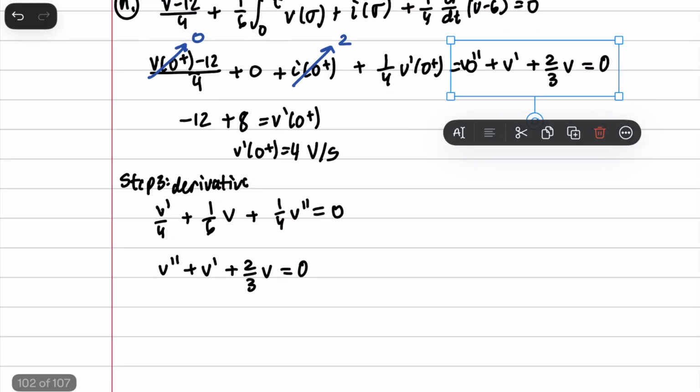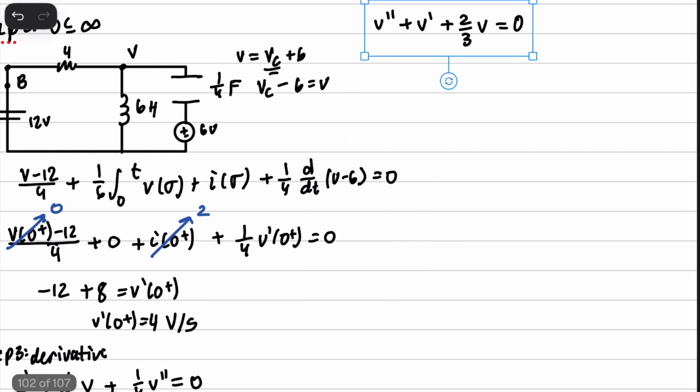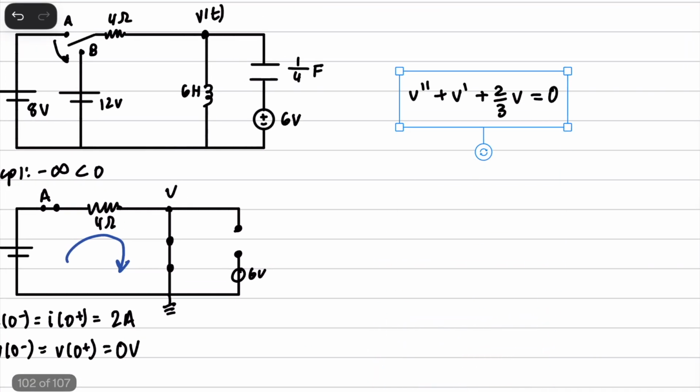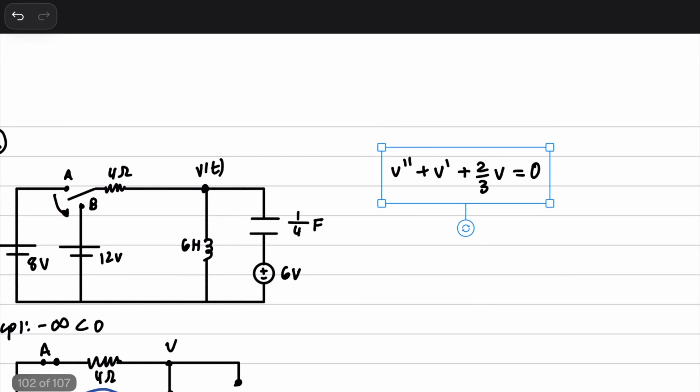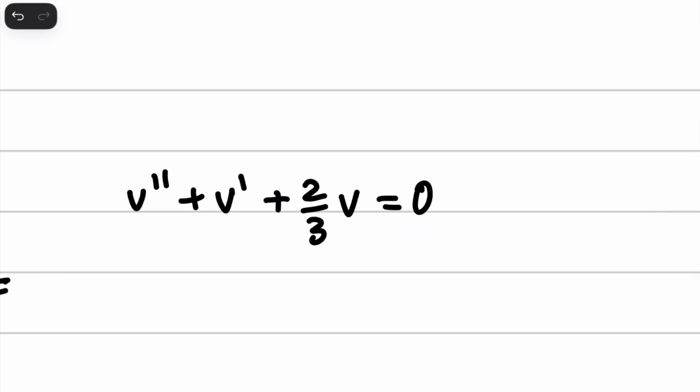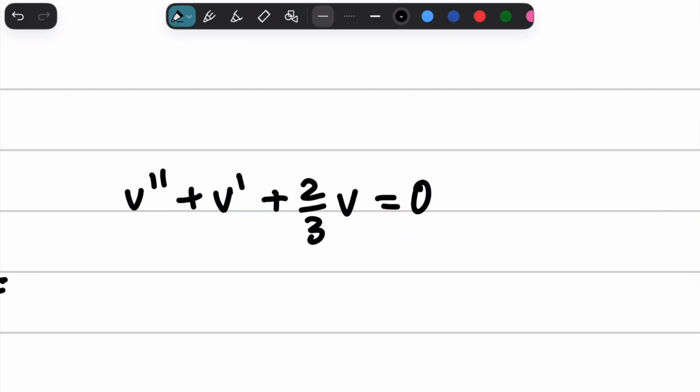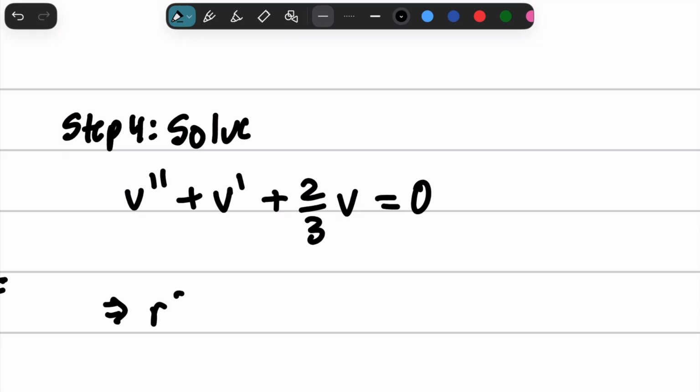Now we are going to apply a characteristic equation to this. Thankfully it is homogeneous already, so the homogeneous solution is going to be the answer to this. So we're going to have step 4, and that's solve, and we're going to get the characteristic equation of r squared plus r plus 2/3 is equal to 0.